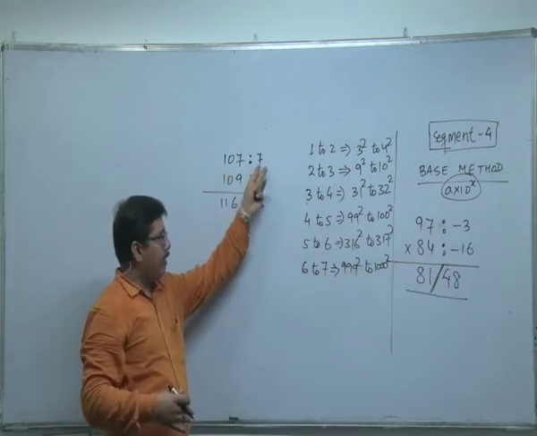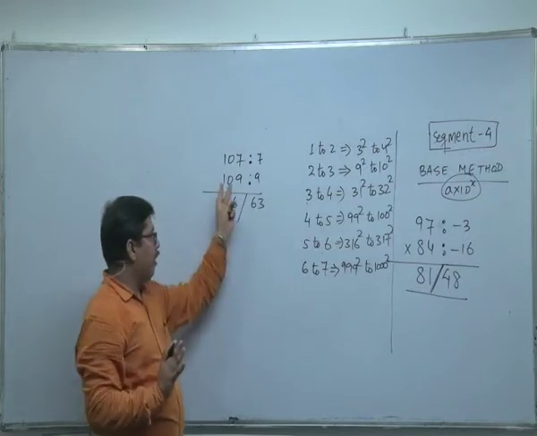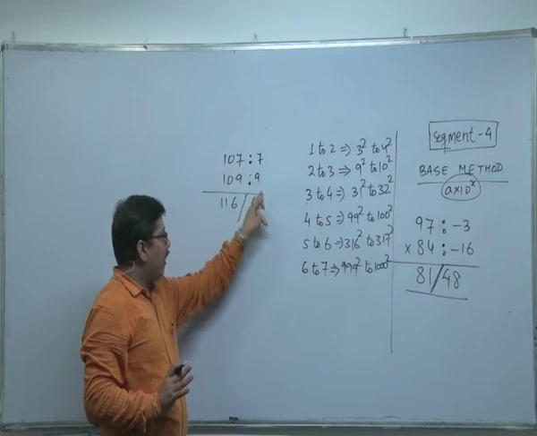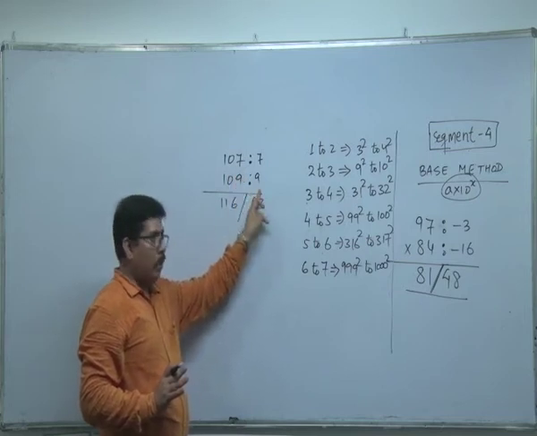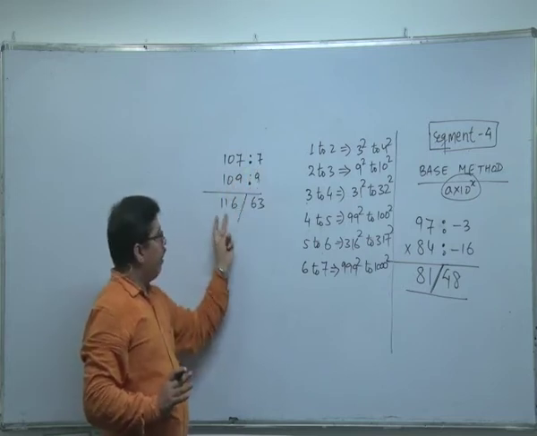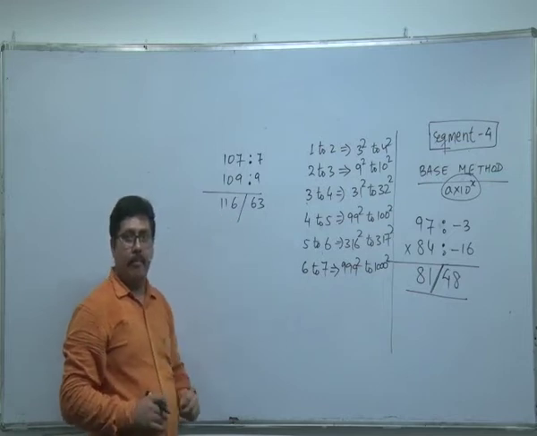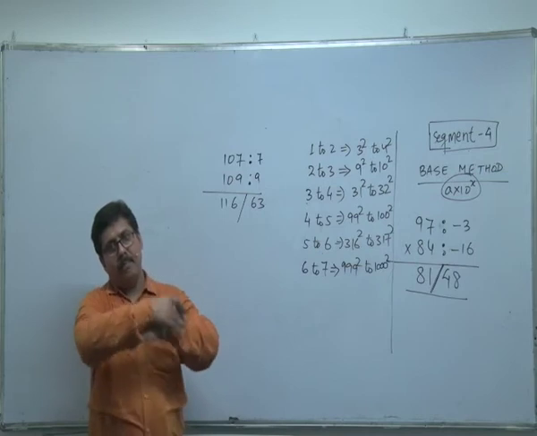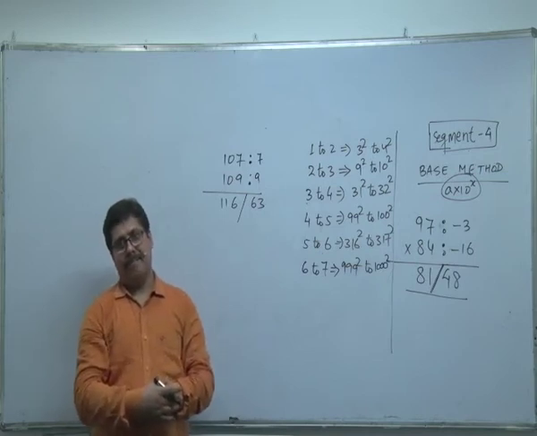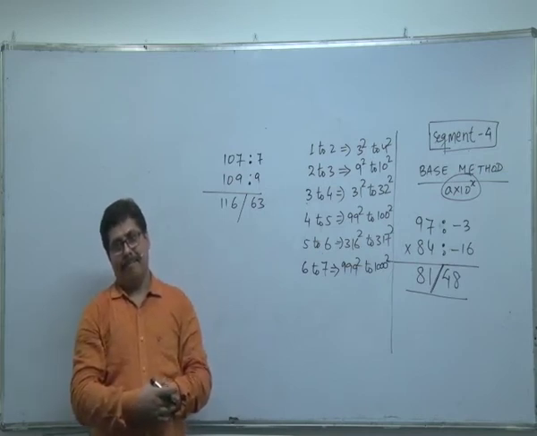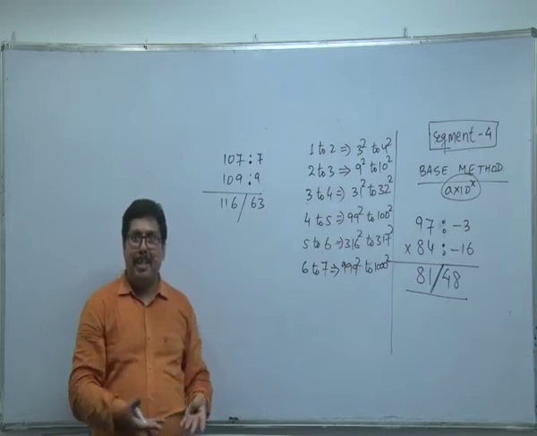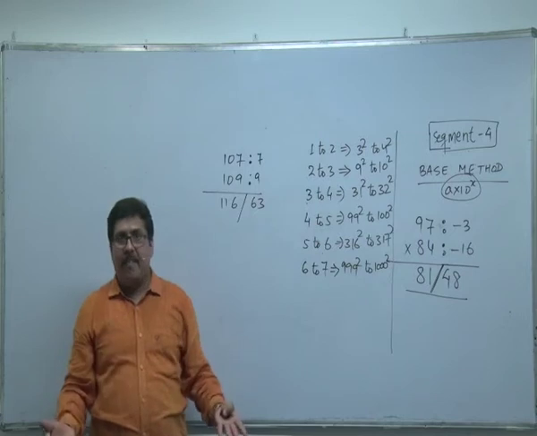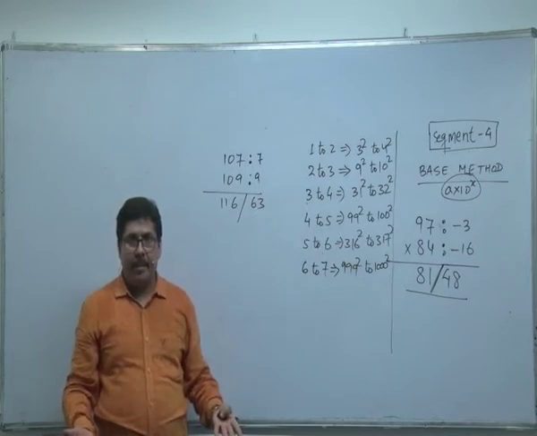107 minus 100 is 7, step number 1. 109 minus 100 is 9. Then cross addition: this plus this, or this plus this, is 116, and 63. Now my final result should be a 4-digit number or a 5-digit number? Because both the multiplicands are greater than 100, the final result is obviously a 5-digit number. Right?